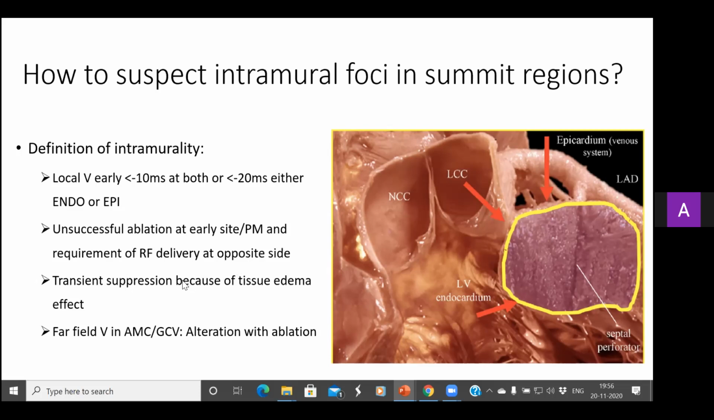So there would be transient suppression of PVCs and it will recur later. This response to ablation is essentially because of the tissue edema and sublethal effect of the RF ablation, since the focus is well within the intramural region. So the far field V in the AMC and GCV are highly characteristic of intramural arrhythmias. And if you ablate from one of the sides, the other side will also have an alteration in the EGMs.